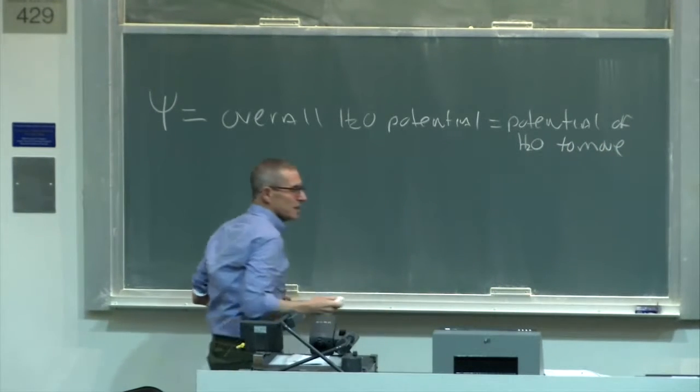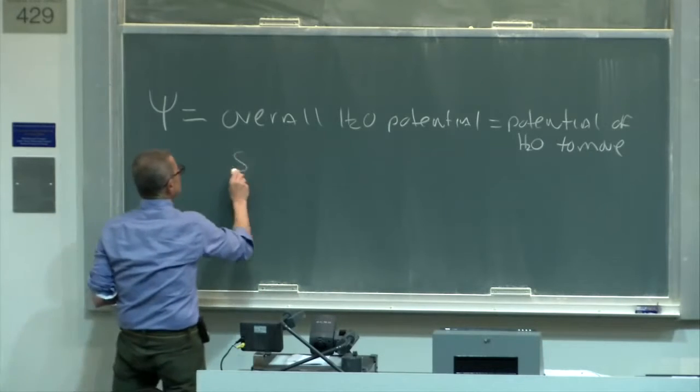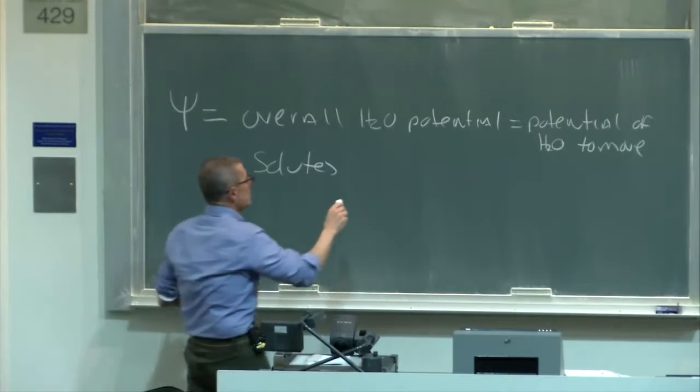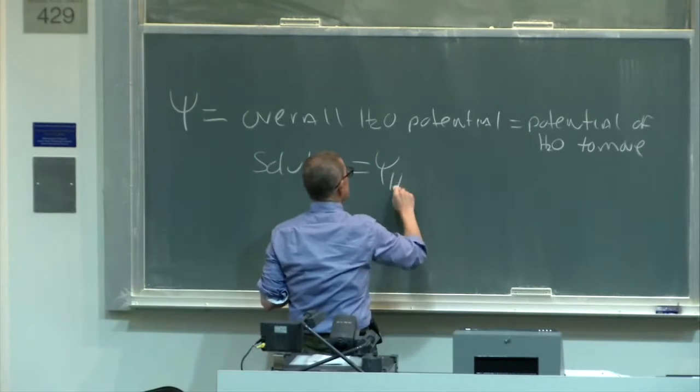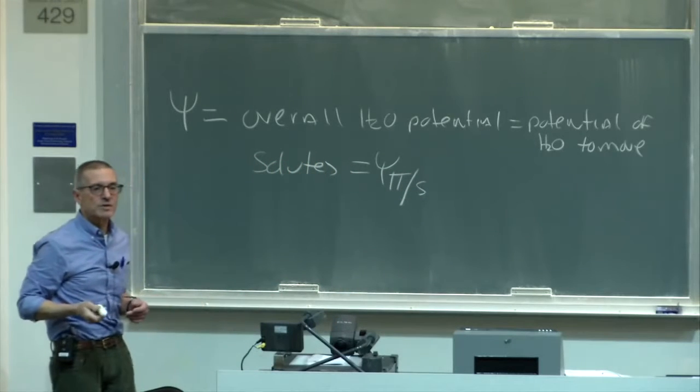Secondly, we said that if there were salts or solutes dissolved in the water, that gave us a number which we said was psi sub pi or sometimes psi sub s, depending upon what book. It's a measure of solutes.